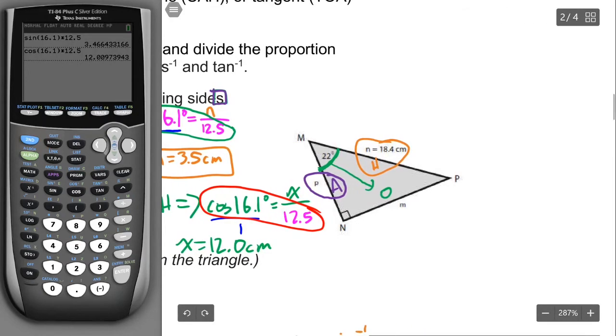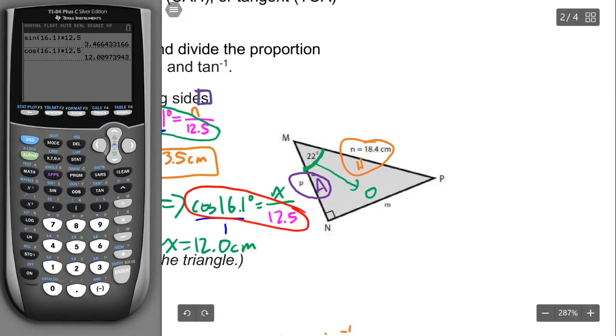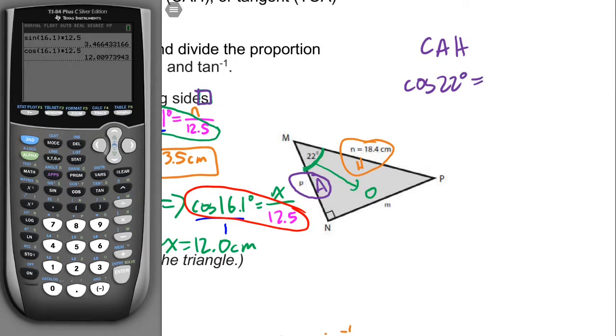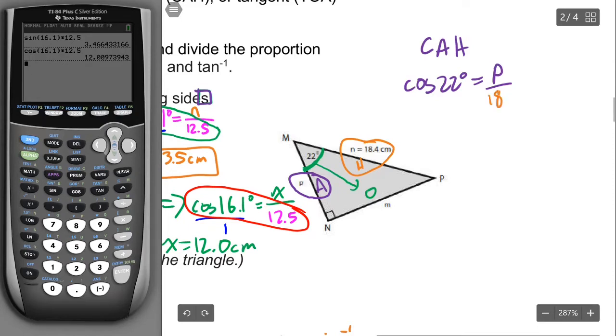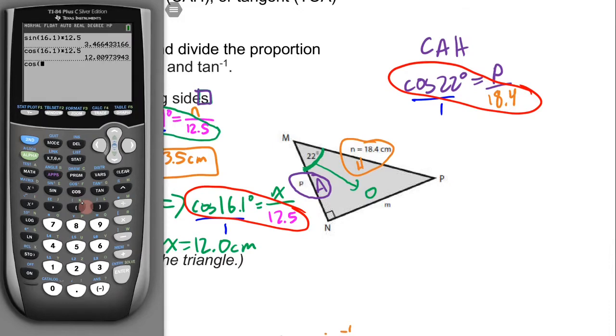You could have chosen to solve for M, but if you chose to solve for M, you'd need to be doing sine first. Anyway, so CAH tells me that cosine of my angle is my adjacent P over my hypotenuse, which is 18.4 centimeters again. So let's throw this over 1 so that we can cross multiply and divide. So basically the same as last question, cosine 22 times 18.4. And you get 17.1 if you round correctly.